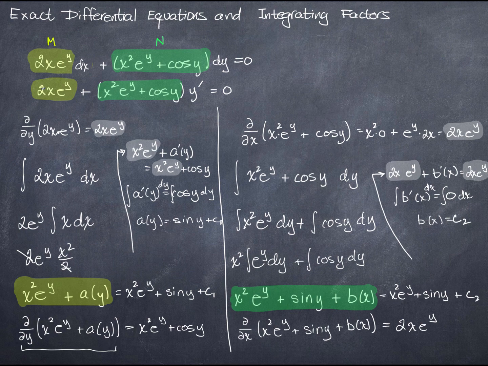So now, since I have my function, it's x squared e to the y plus the sine of y plus a constant. I have it here, and I have it here. Where'd it go? It's the same function. And so when I use this function, it doesn't really matter, because they're the same function, it doesn't really matter what c is. So now I'm just going to call it c. And I'm going to say that my function is x squared e to the y plus the sine of y plus a constant.